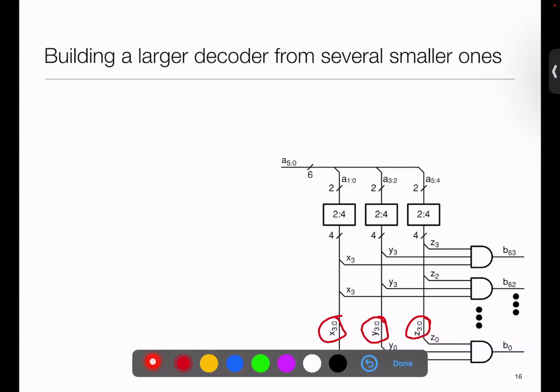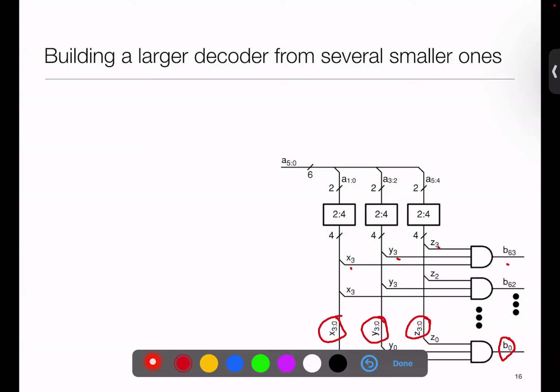So I can say, let's take x0 and y0 and z0, that becomes b0. If I take x1, y0, z0, that becomes b1. And finally, all the way up to, if I take x3 and y3 and z3, that would be b63. So whichever b you pick, there would be a corresponding combination of x, y, and z which will achieve that objective. So the recipe here is I take my inputs, chop them up, feed them into smaller decoders, and then take the output of those decoders and create all possible combinations.